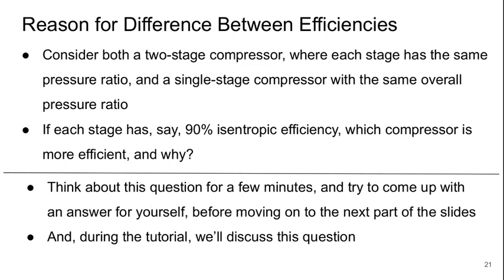So let's think a little bit more about the reason for this difference. Consider both a two-stage compressor where each stage has the same pressure ratio, and a single-stage compressor that has the same overall pressure ratio as the two stages combined. If each stage has, say, a 90% isentropic efficiency, which compressor is overall more efficient and why? Think about this for a couple of minutes and then try to come up with an answer for yourself before you move on to the next part of the video. And we'll also take this question up during the tutorial.